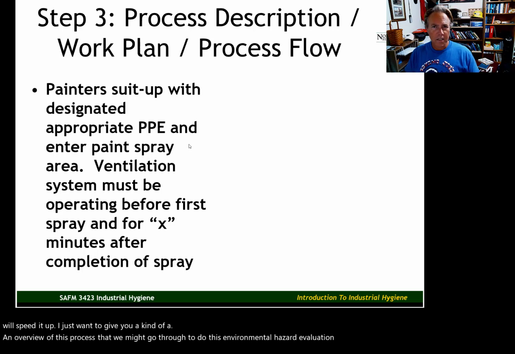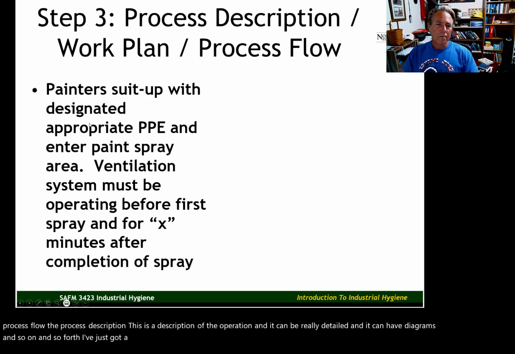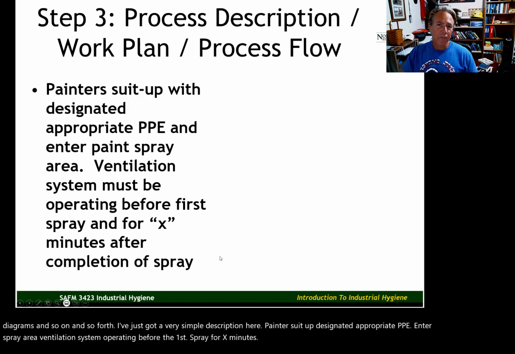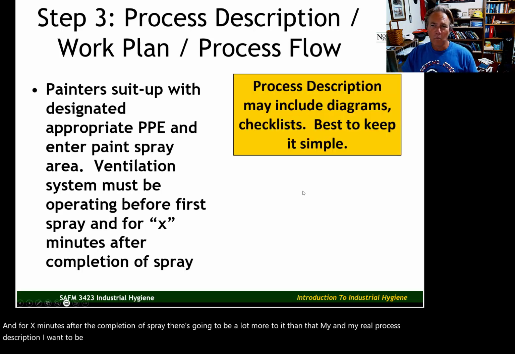The work plan, the process flow, the process description. This is a description of the operation, and it can be really detailed, and it can have diagrams and so on and so forth. I've just got a very simple description here: painter suit up, designated appropriate PPE, enter spray area, ventilation system operating before the first spray for X minutes, and for X minutes after the completion of spray. There's going to be a lot more to it than that. In my real process description, I'm going to show more detail with diagrams.